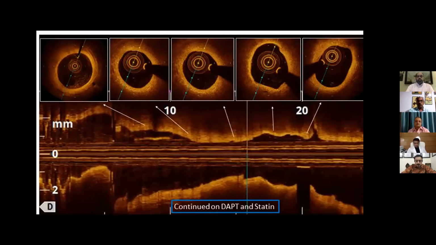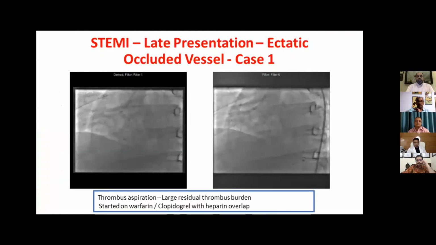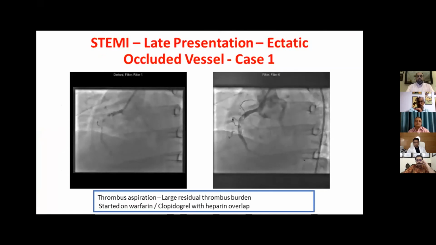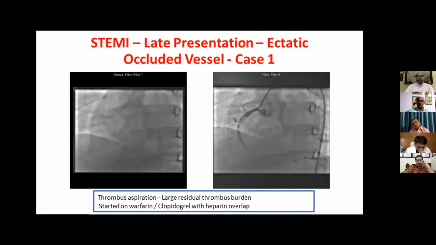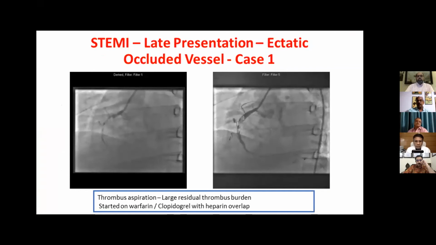But what we clearly do is, whether it's non-ST elevation MI or late STEMI patients, what we try to do is not stent. We thrombus aspirate, give dual antiplatelet therapy, bring them back next day. If there's a large thrombus, then we give them warfarin, and now we have started using NOACs.